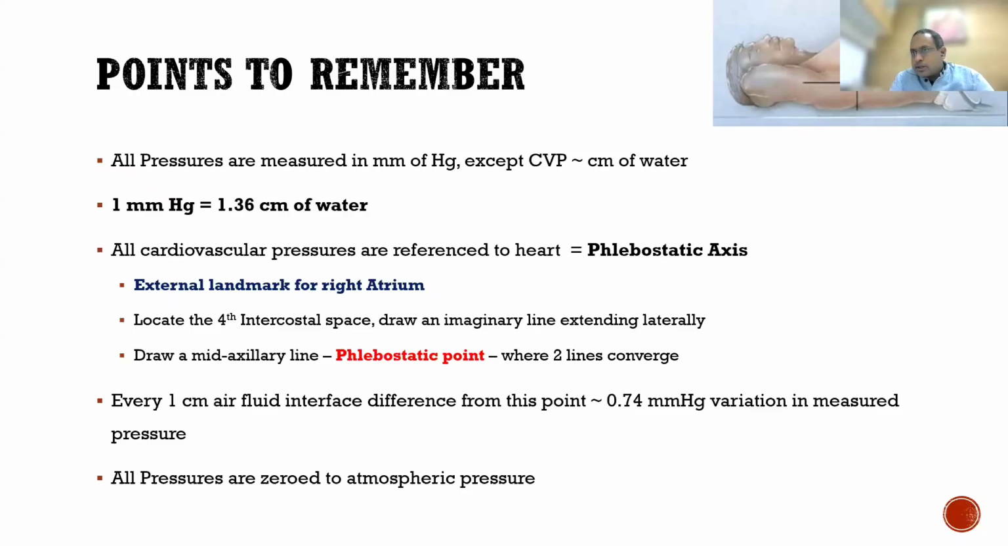And the transducer is zeroed at this point. It is very important because with every 1 centimeter change from this point, there is a 0.74 millimeter of mercury variation in the measured pressure. And for a measured CVP, a 1 centimeter change in the difference from this point actually changes the CVP by 1 centimeter.